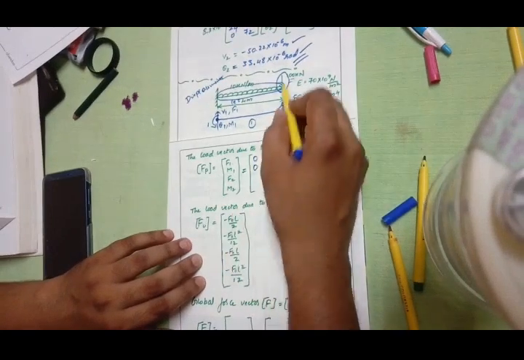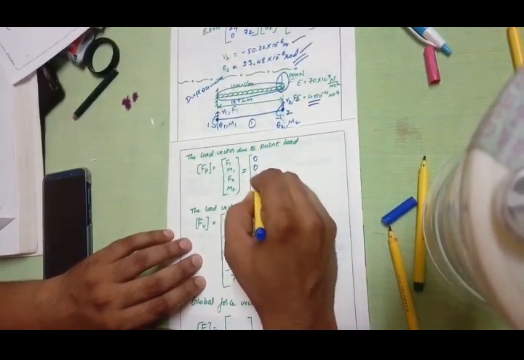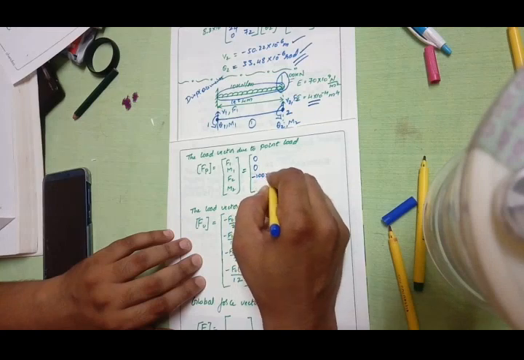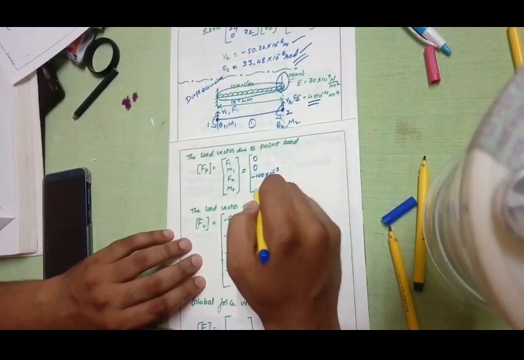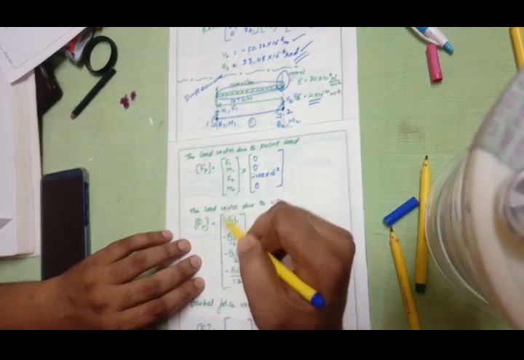Any moments at node 1? No. F2, yes, a force is acting, but that is moving in a negative direction. So that is 100 into 10 power minus 3. Is there any moment acting at node 2? No. So this is how you are going to write.